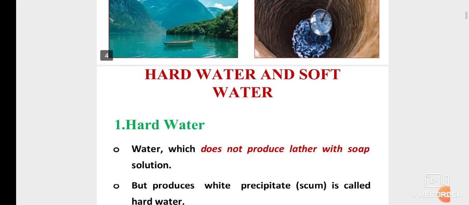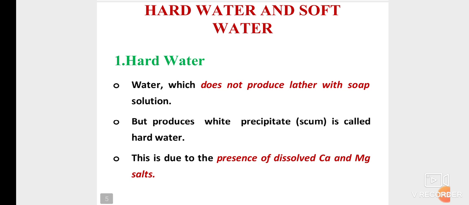Next we are going to hard water and soft water. What is mainly called hard and soft? What is hard water? What is soft water? Hard water does not produce lather with a soap solution. Suppose we treat water with soap: if foam occurs, foam means lather, that water is called soft water. Absence of foam, absence of lather, is called hard water.